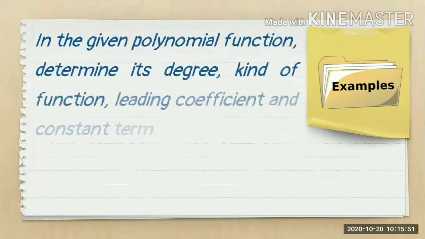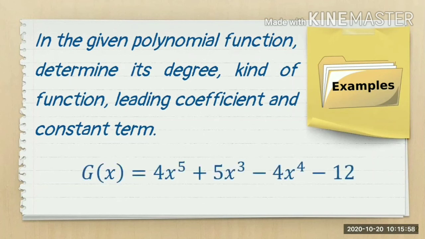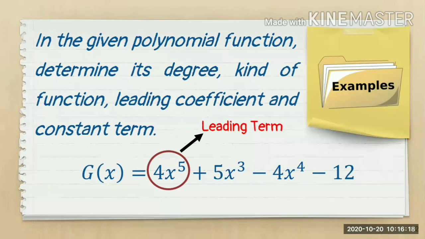So for example, we are going to determine the degree, the kind of function, and the leading coefficient and constant term of the given polynomial function. So the given polynomial function is g of x is equal to 4x raised to 5 plus 5x cubed minus 4x to the 4th minus 12. So meron tayong tinatawag na leading term. So yung leading term po natin, siya po yung term na may pinakamataas na exponent. So in this given example, ang ating leading term po is 4x raised to 5.